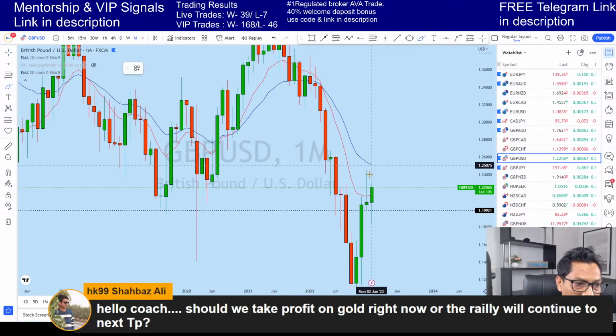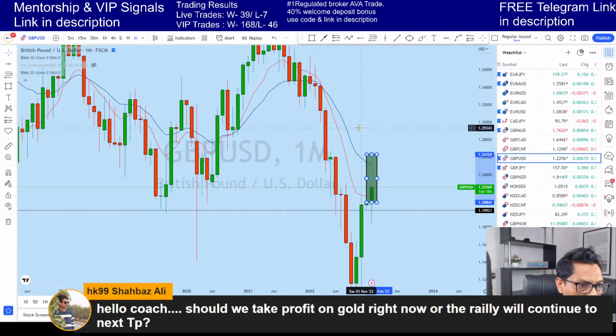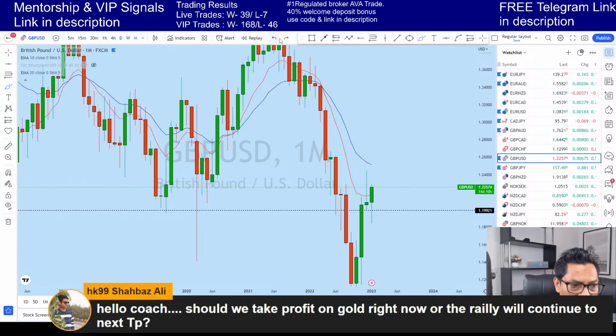What I think this price action might do is something like this, from here, like this, a strong bullish engulfer, and then probably you will see more bullish candles coming here. So with that long-term vision, we see that GBP USD is strongly bullish.